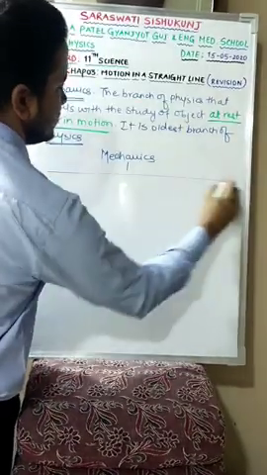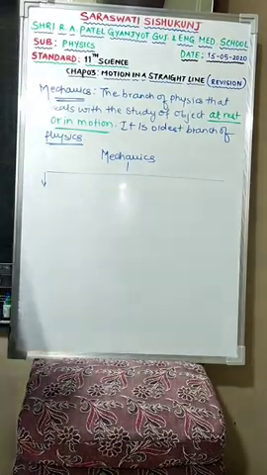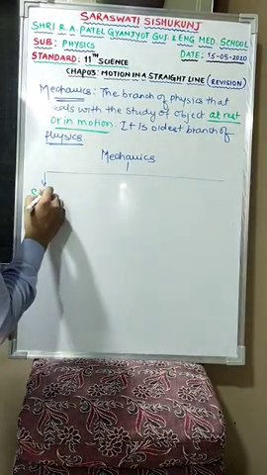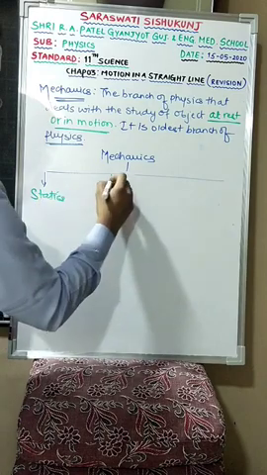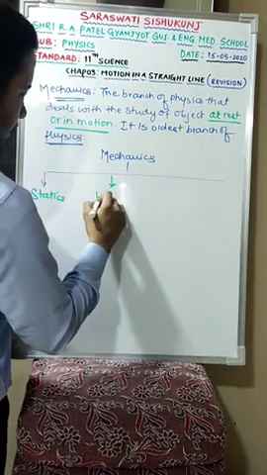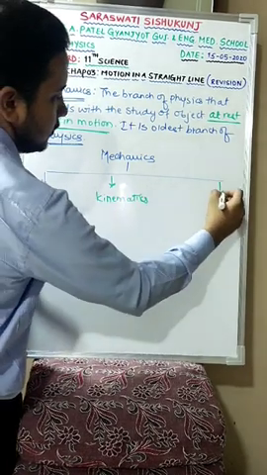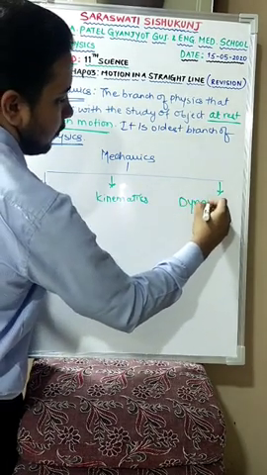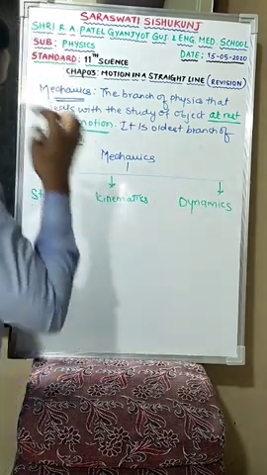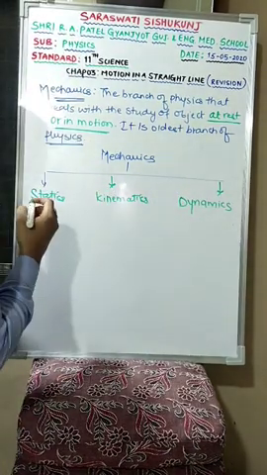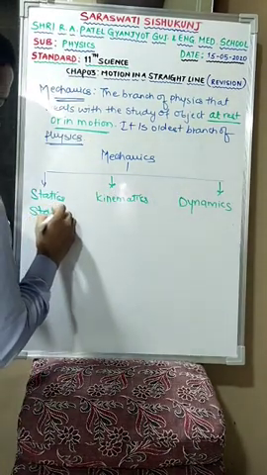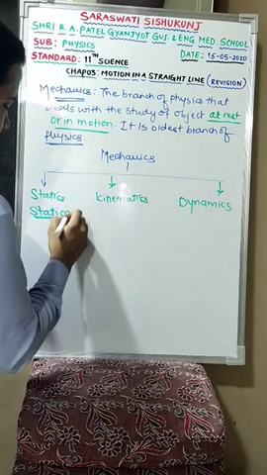Now the mechanics categories we have. Mechanics is further classified into the very first category, that is statics. Second is kinematics, and third is dynamics. Clear? The very first is statics. Let us discuss more about statics.